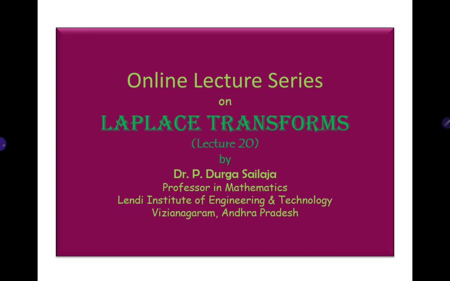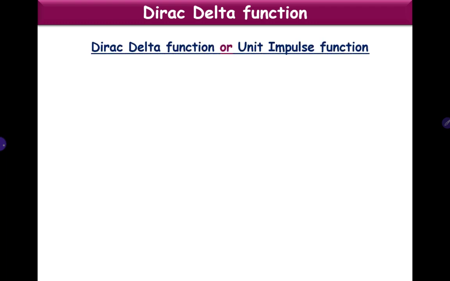In the last lecture, that is in lecture number 19, we defined a special function called Dirac delta function or unit impulse function and derived its Laplace transform. So here let us first recall the definition of this function and the Laplace transform of this function.